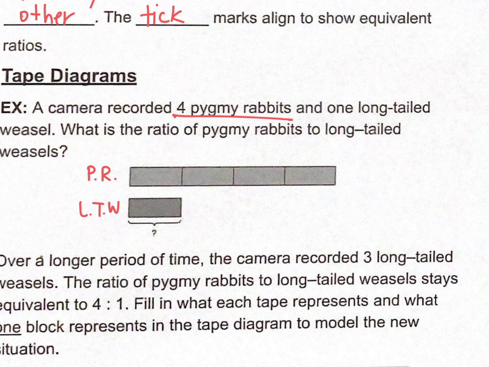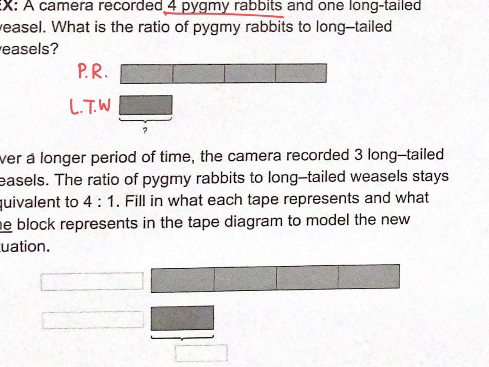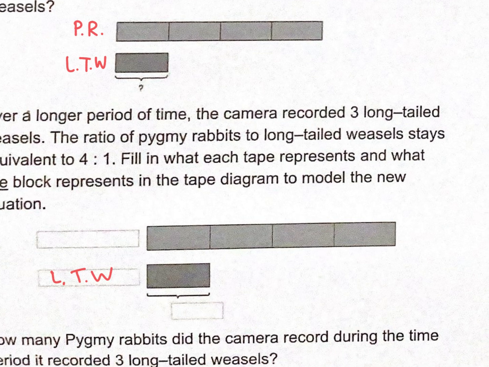Okay, so we're going to come down here. I know what each one is representing, but it says over a longer period of time, the camera recorded 3 long-tailed weasels. The ratio of pygmy rabbits to long-tailed weasels stays equivalent to that original 4-to-1 ratio. So the first thing we labeled was showing the 4-to-1 ratio that it originally told me. The ratio is staying the same, but over a longer period of time, we now have 3 long-tailed weasels. So this one box for the long-tailed weasel is now representing not just 1, but how much? 3, because there are 3 long-tailed weasels.